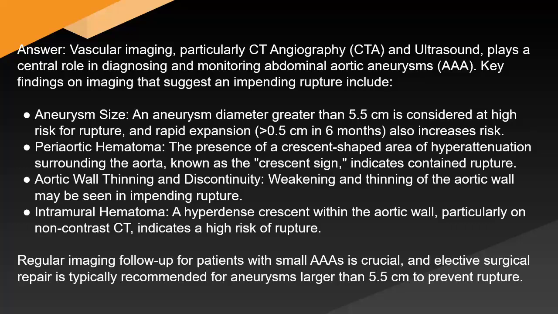Periaortic hematoma. The presence of a crescent-shaped area of hyperattenuation surrounding the aorta, known as the crescent sign, indicates contained rupture. Aortic wall thinning and discontinuity: weakening and thinning of the aortic wall may be seen in impending rupture. Intramural hematoma: a hyperdense crescent within the aortic wall, particularly on non-contrast CT, indicates a high risk of rupture. Regular imaging follow-up for patients with small AAAs is crucial, and elective surgical repair is typically recommended for aneurysms larger than 5.5 centimeters to prevent rupture.